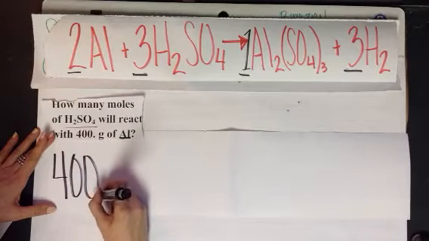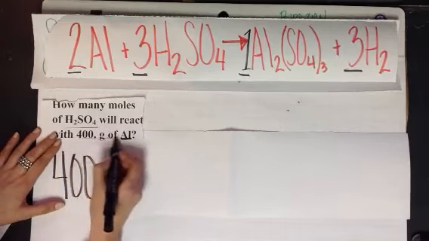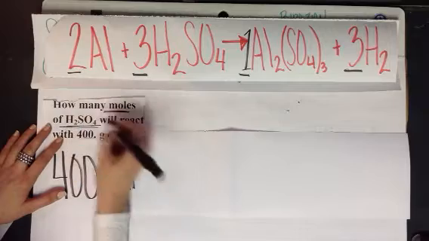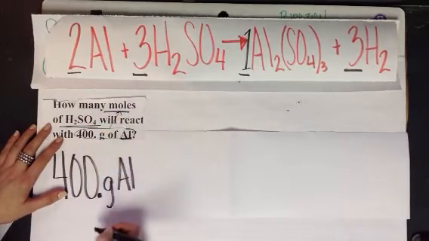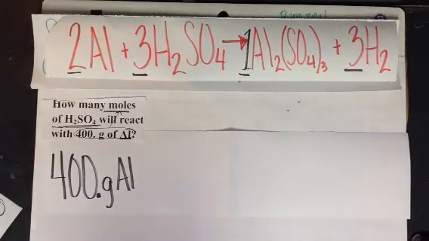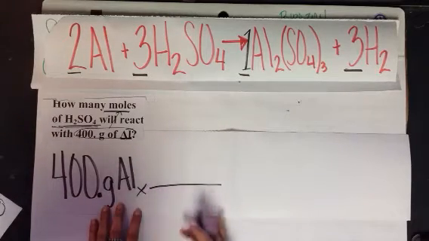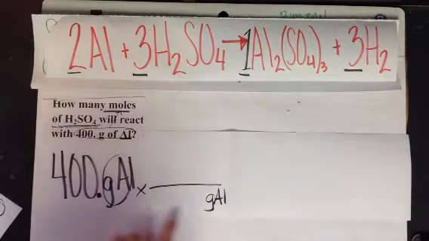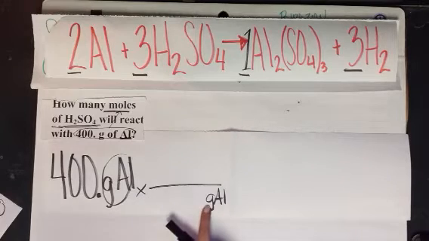400. grams of aluminum. And I want to convert 400 grams of aluminum to moles of H2SO4. So I'm starting with grams of aluminum, and I want to convert it to moles of H2SO4. Which means, again, I'm going to need a mole ratio somewhere in here. Well, let's start and see. Can I use a mole ratio right away? Remember, whatever unit's here gets copied down here. Grams of aluminum? I can't use a mole ratio because I don't have moles.